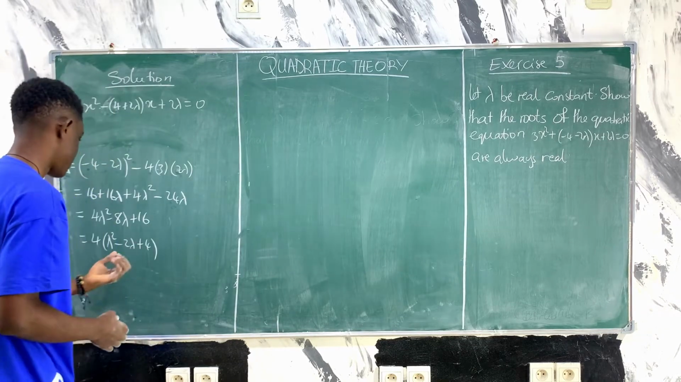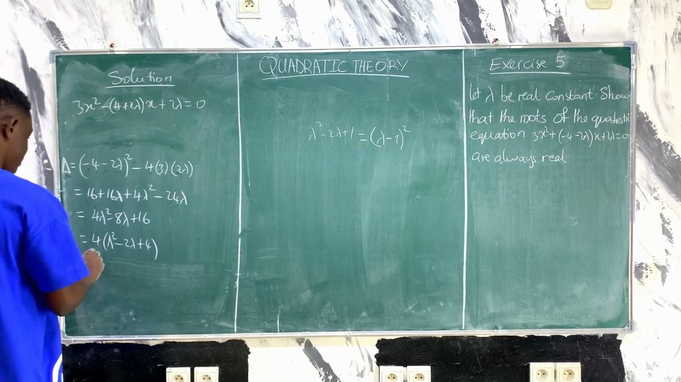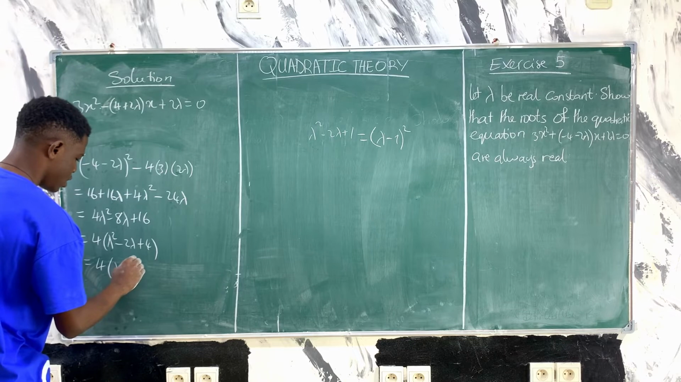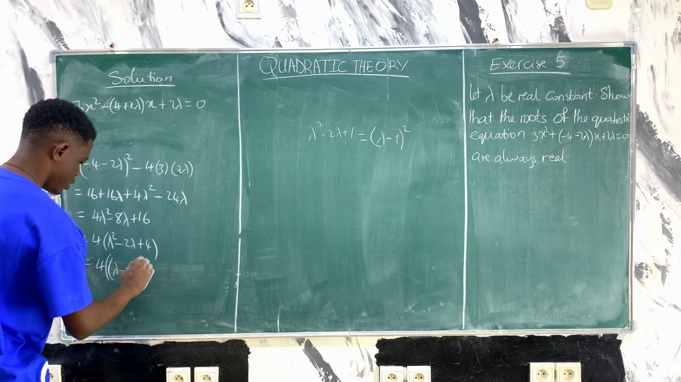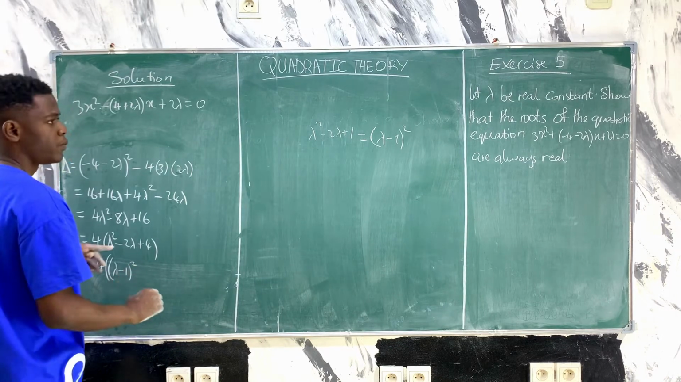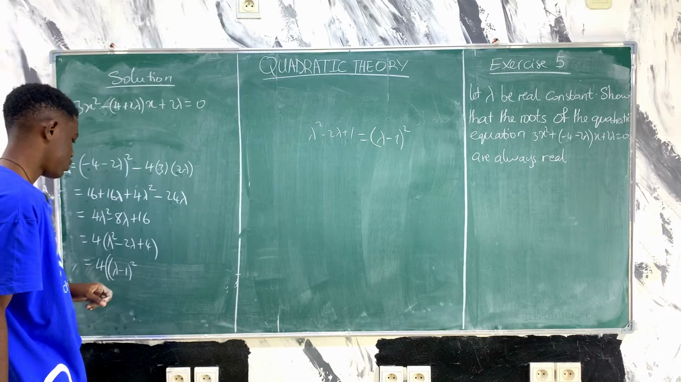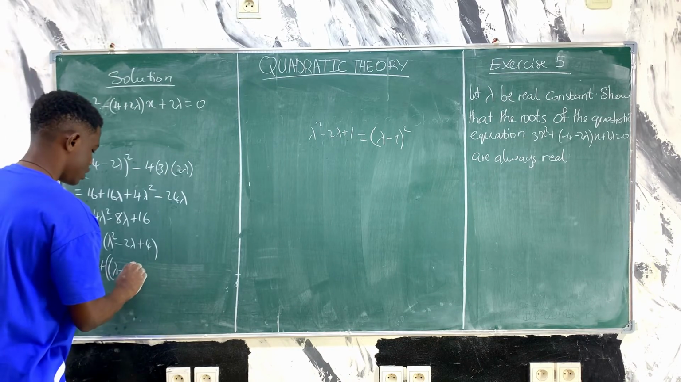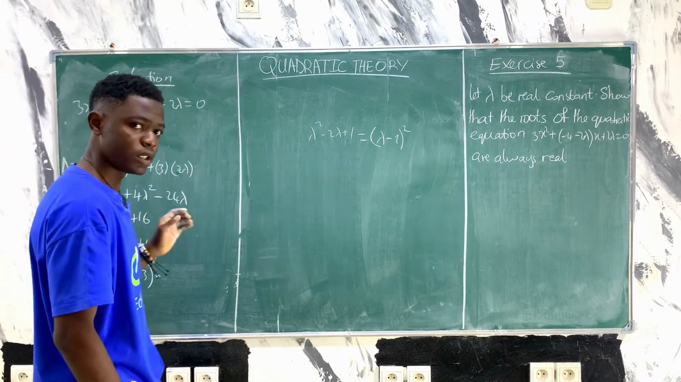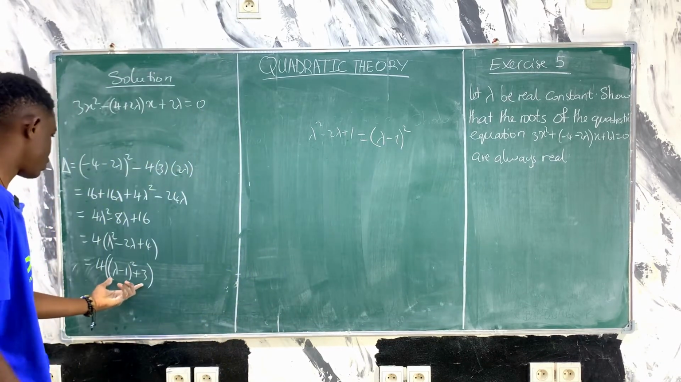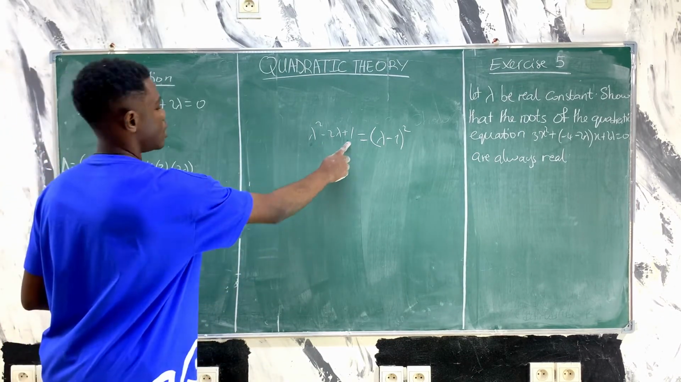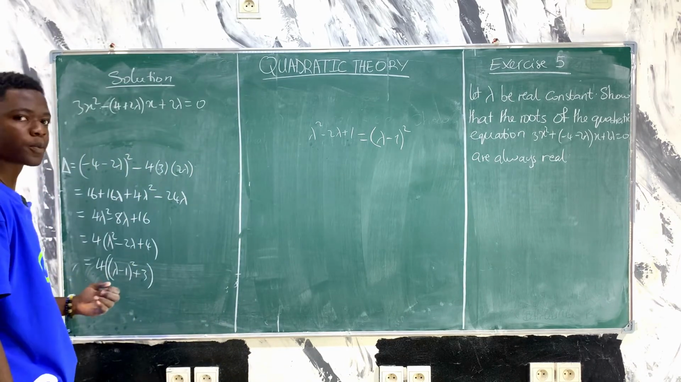Let me see if I can factorize this. Lambda minus 1 all squared. Here is plus 1, but here is plus 4, meaning it is plus 3. So if you do this, you're going to have this back. When you add 3 to this, you're going to have this back times the 4.